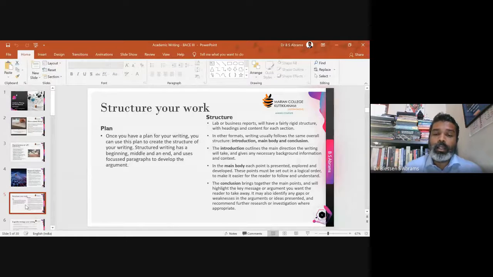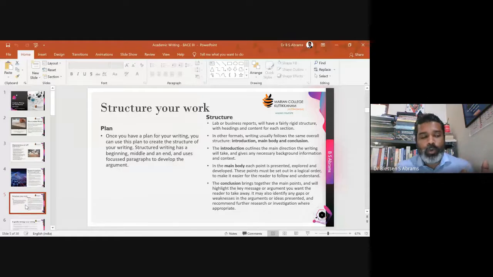So think of that. The conclusion brings together the main points. It's a kind of overview of the entire structure, and will highlight the key message or argument you want the reader to take away. There should be one key message that you support this view. I support the petrol price hike.